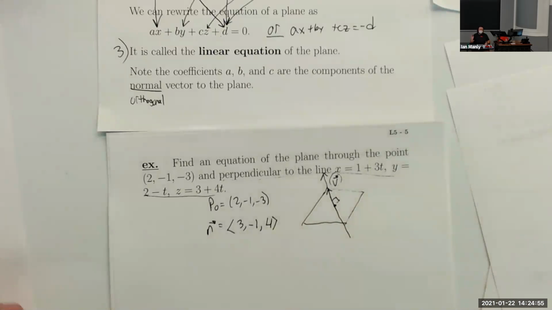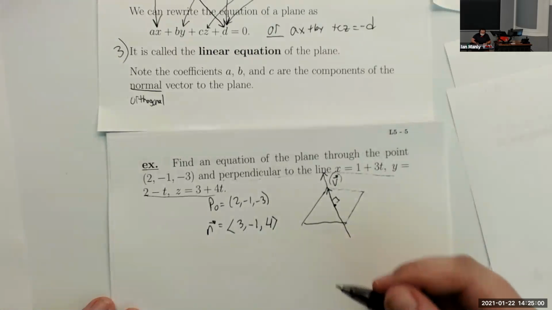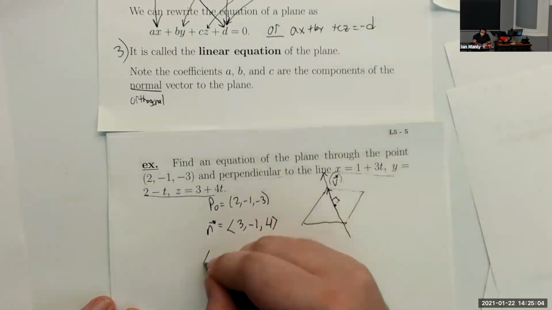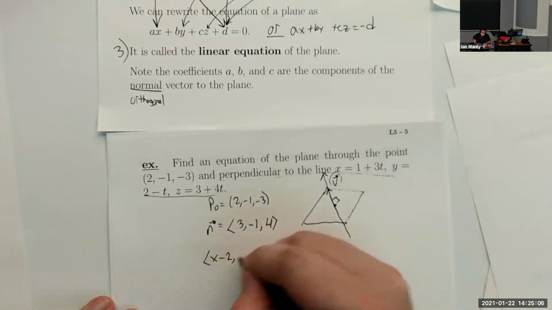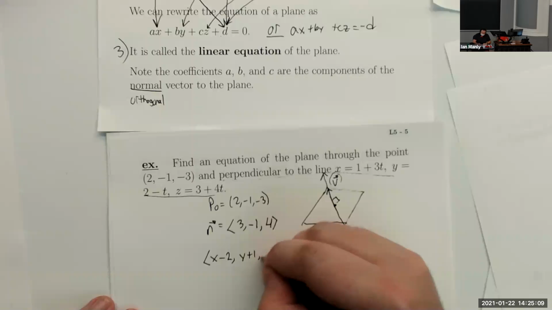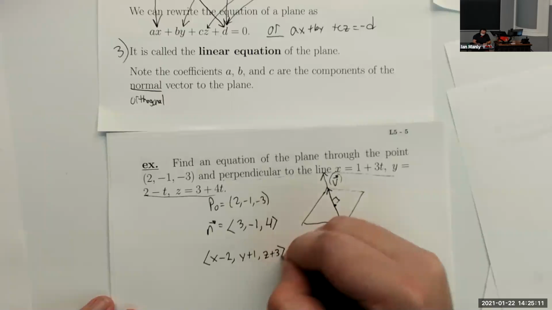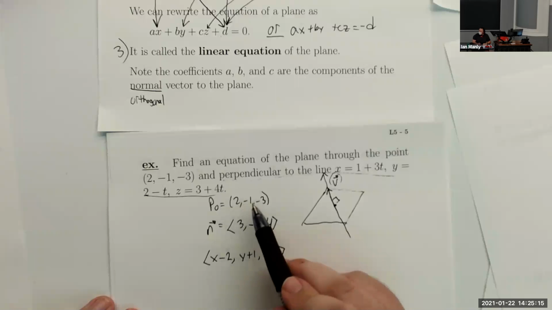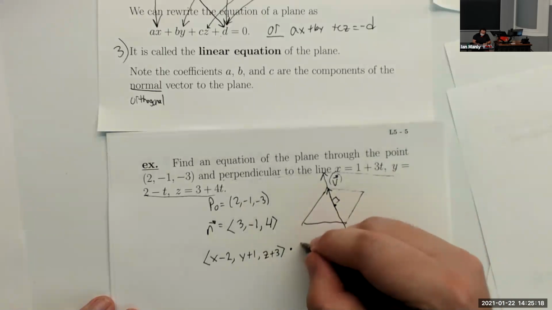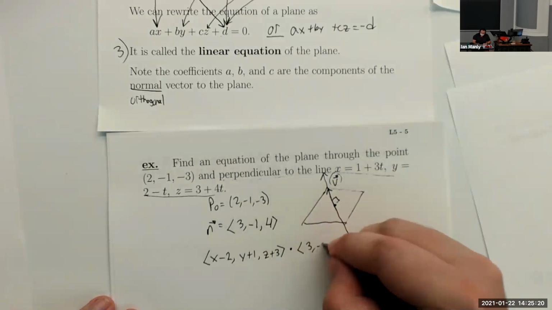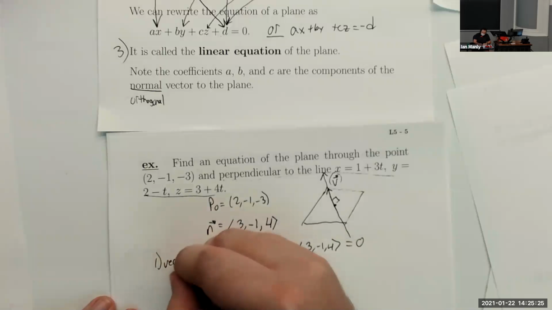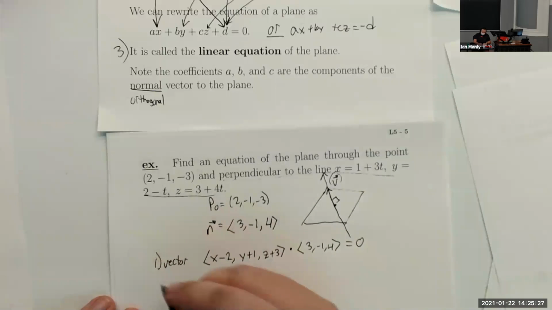And just for showing you guys how this works in general, I'm going to write down all 3 different types of the equations here. So the first one is the vector equation. That's going to be x minus 2, y plus 1, z plus 3. So it's x, y, and z minus these guys right here. And then I dot that with my normal vector, and that should give me 0. So this is the vector equation here.